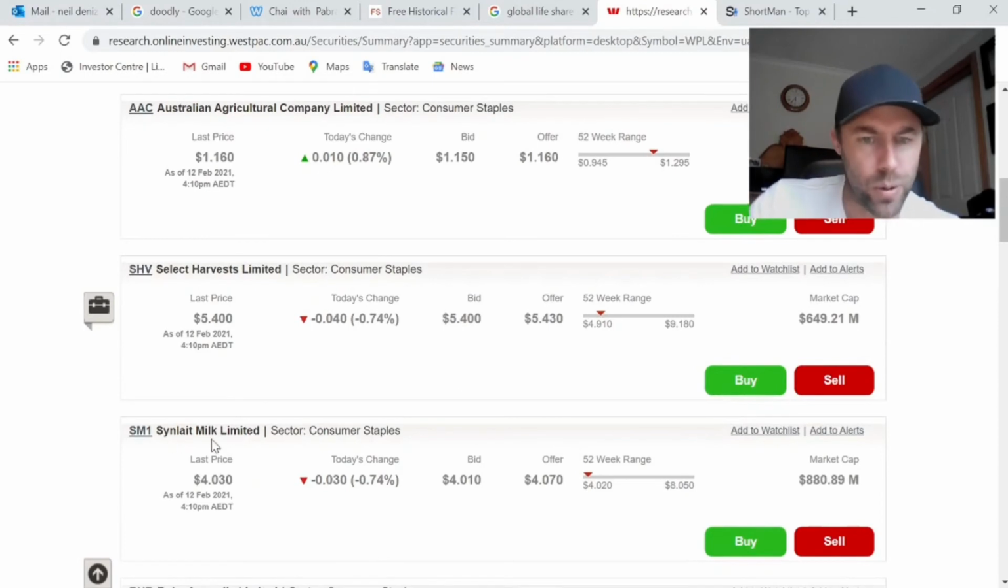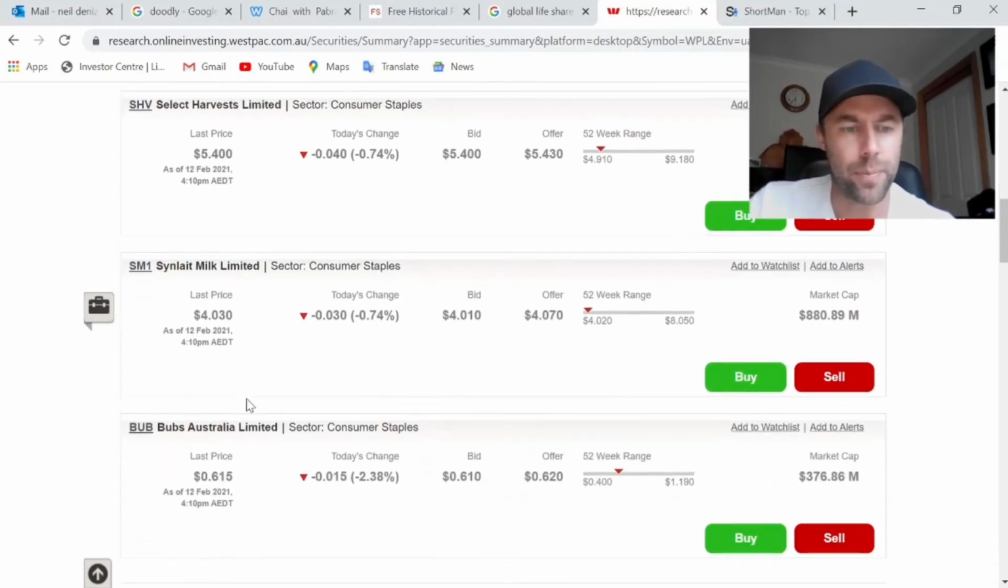And Synlait Milk as well, which is partnered up with A2. A2's buying a lot of Synlait's milk, I think about 60% of it. And they're trading almost at a 52-week low. That's not a buy recommendation or anything, guys. I'm just looking at some of this. And then Bubs as well, like the younger brother to A2, let's say, even younger than the younger brother.